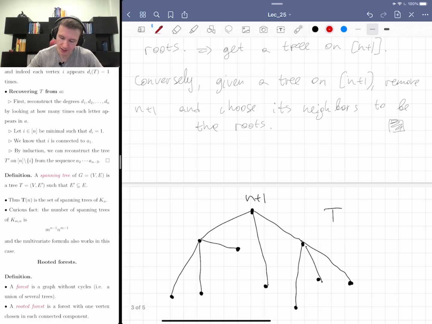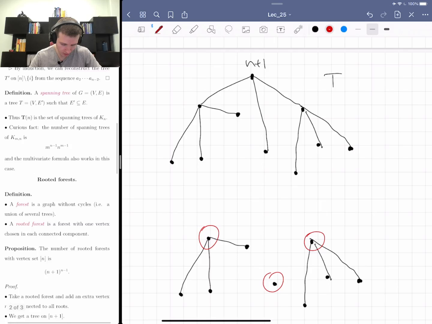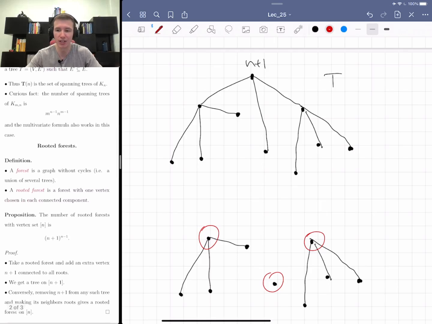And so as I predicted, it's a very simple statement, but it's going to be useful to us in the next lecture. So I wanted to just explain this today.